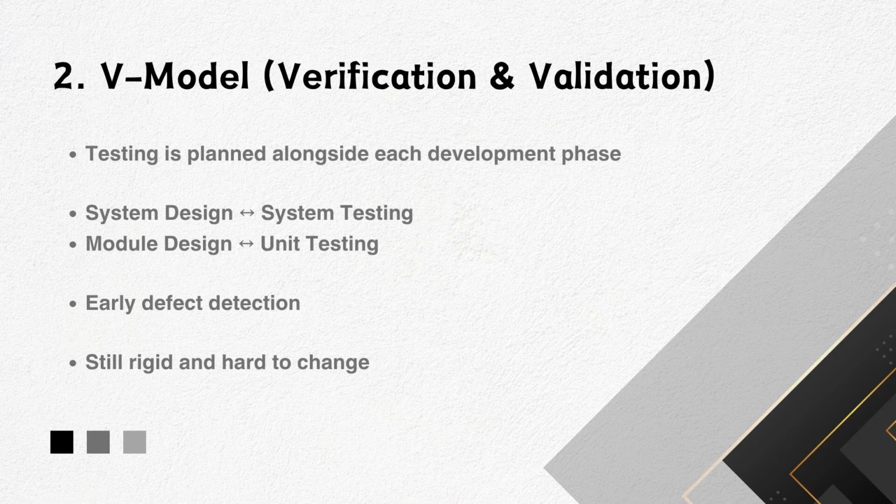2. V-model. The V-model, also called the verification and validation model, improves on waterfall by adding testing at every stage of development. In the V-model, each phase has a corresponding testing activity. For example, system design pairs with system testing, module design pairs with unit testing. This approach helps detect defects earlier, which improves the overall quality of the product. However, like waterfall, the V-model is still sequential and doesn't handle changes easily. Late changes in requirements can still cause delays and extra costs.